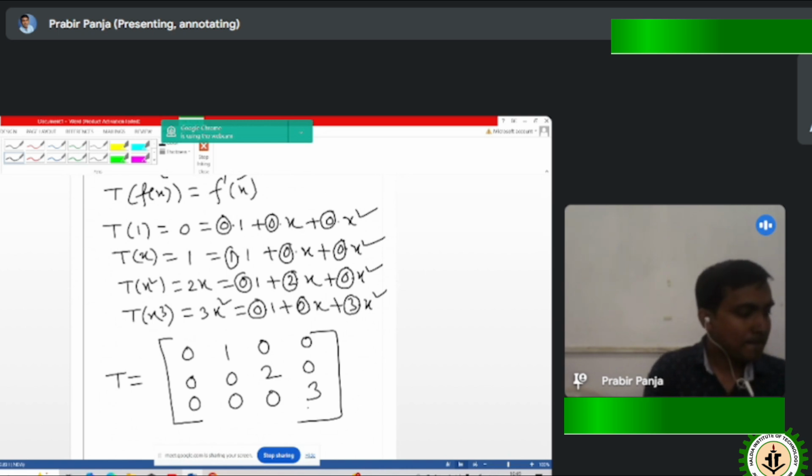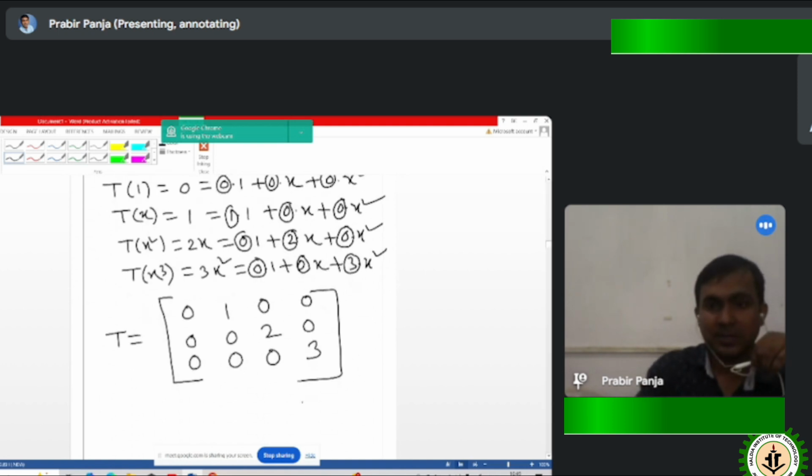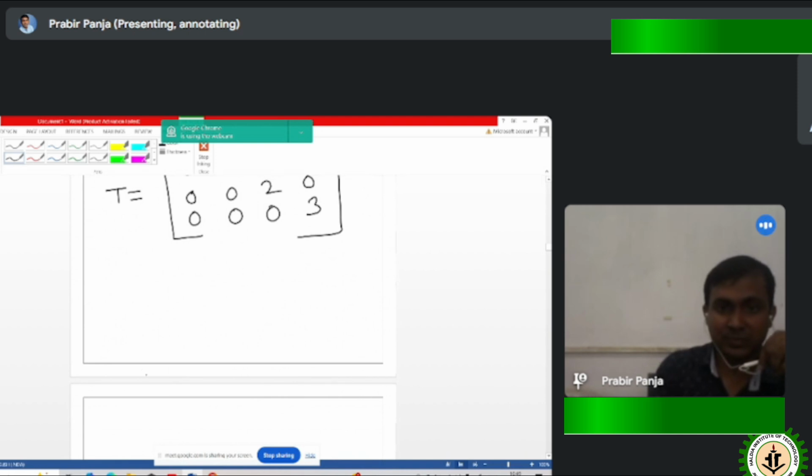Okay. Now let us take another example of how to find the matrix representation of a linear transformation. So let us take an example.